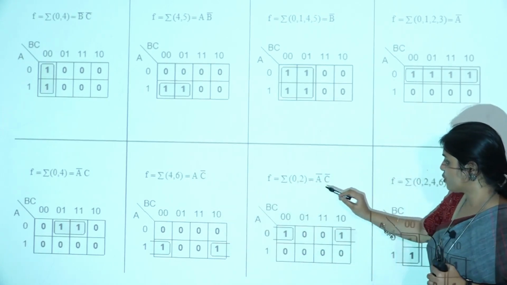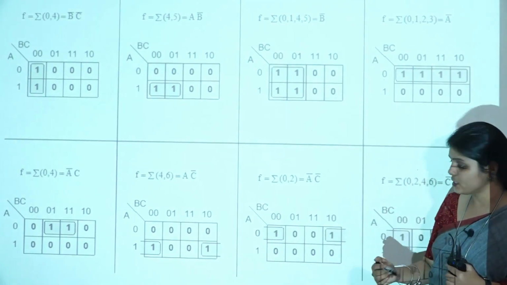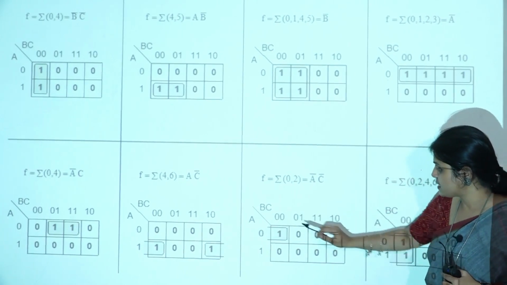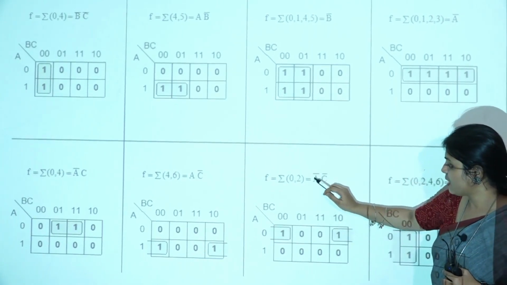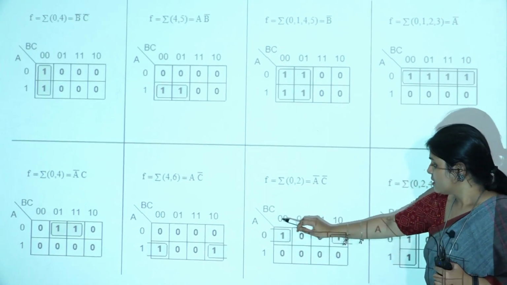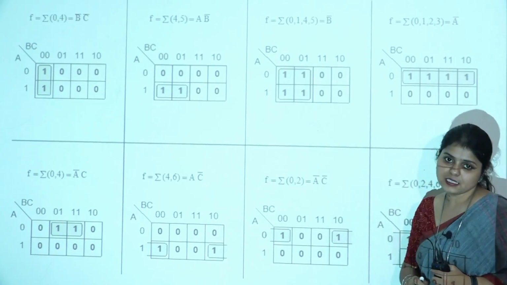Okay. Now, let us look into this 0 and 2. I am folding it this way. So, this will be A bar, as this is the first row. B and B bar get cancelled and I have 0 for C, hence it is C bar.